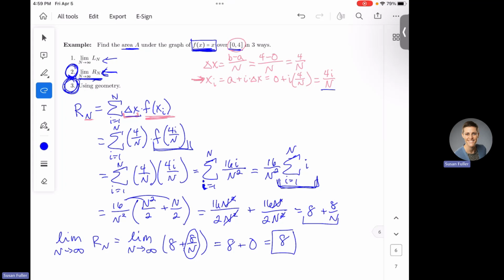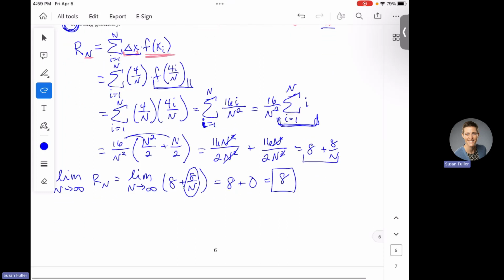which means that is the area between the graph of y equals x and the x-axis over the x values from x equals 0 to x equals 4. This is the exact area, and it's exact because I took the limit as n went to infinity of this Riemann sum. This is my area with infinitely many rectangles, so I don't have any estimating at all.